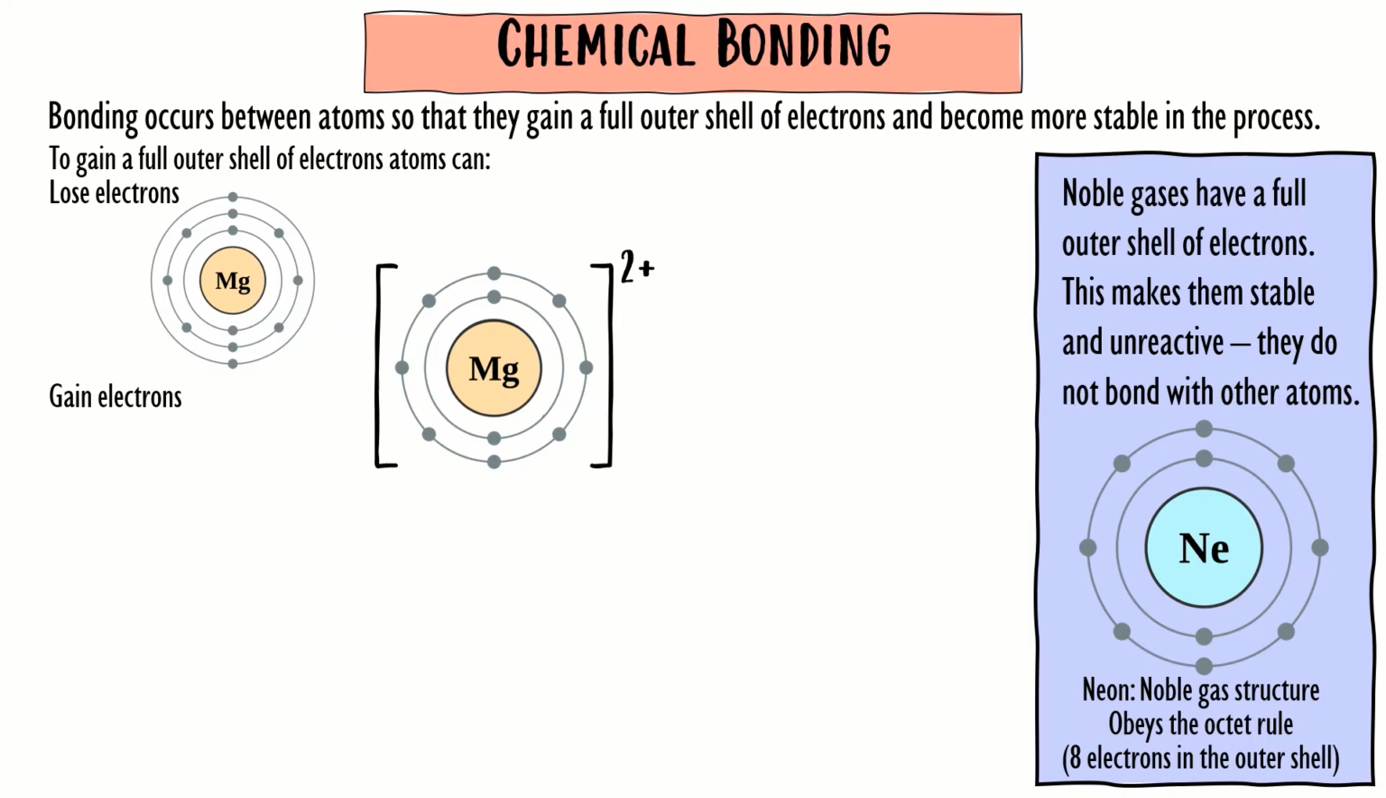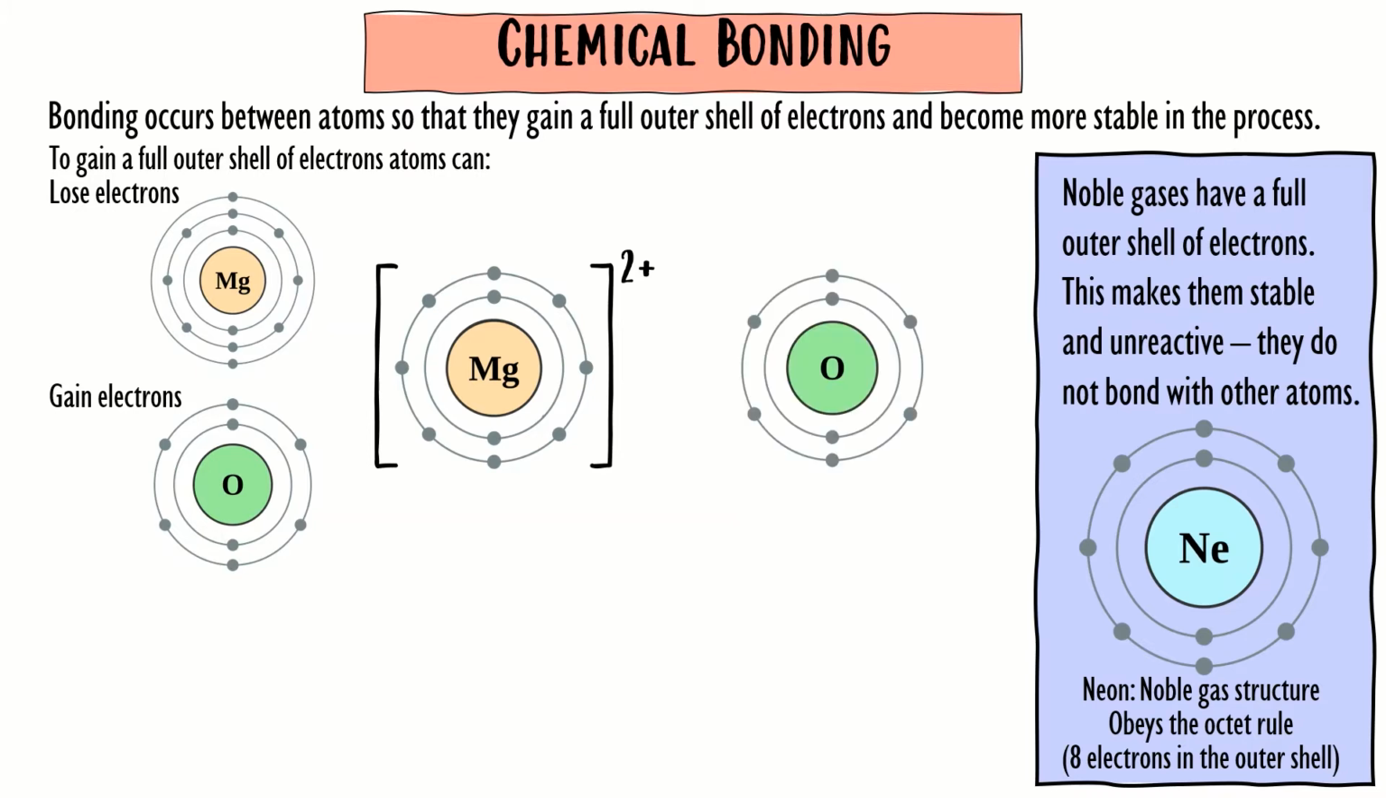The second thing that can happen to atoms to gain full outer shells is to gain electrons. And there's an example of oxygen. Oxygen has 6 electrons in its outermost shell. It needs 2 more. And so oxygen can gain electrons. And where it gains electrons from would be the metal that is losing electrons. And once oxygen gains those electrons, it has an overall negative charge, a 2- charge on the ion.